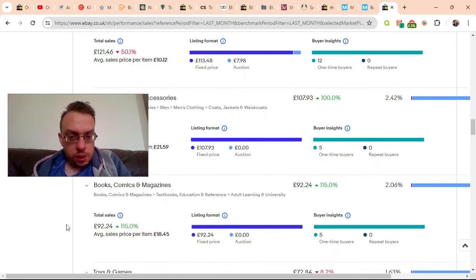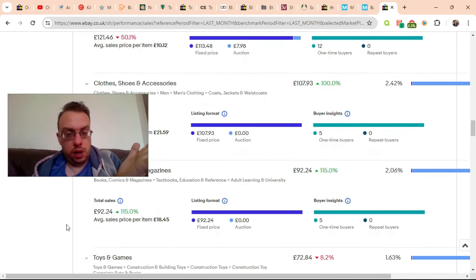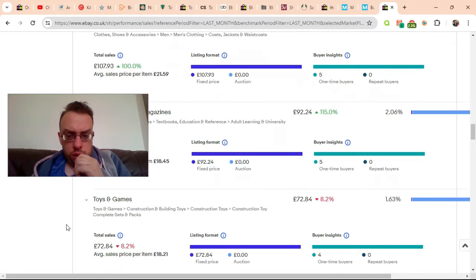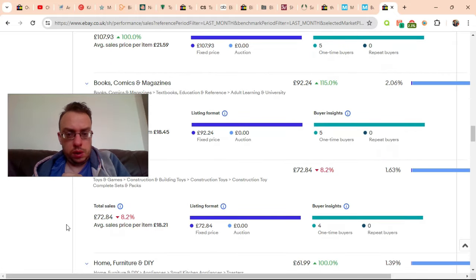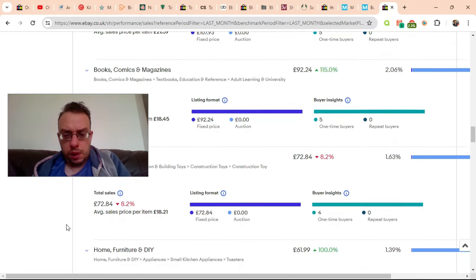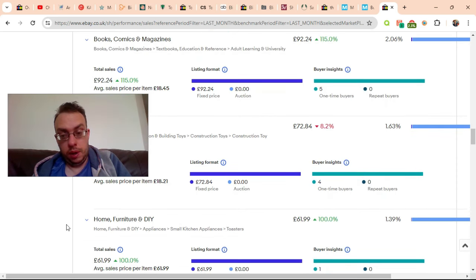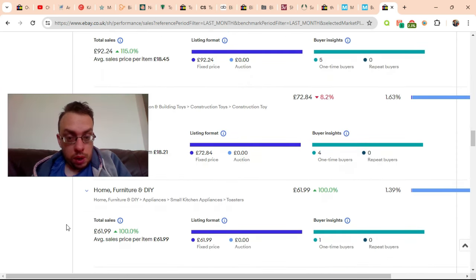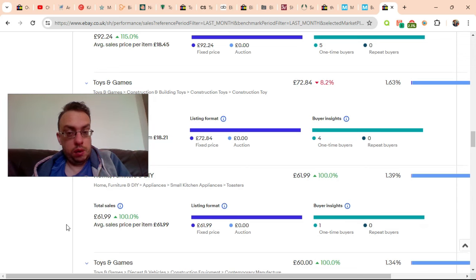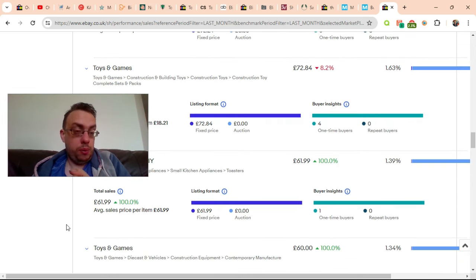This is just the different books and categories. As adult learning and university, again, it's just about what I've been listing. Toys and games has seen a slight decrease. I've listed less toys and games. Most of those go into Amazon, so that's why. And then I sold a toaster, which accounted for £61.99. A good piece of retail arbitrage, something I bought for Amazon.